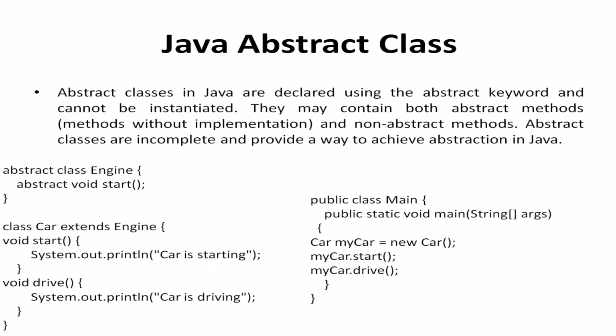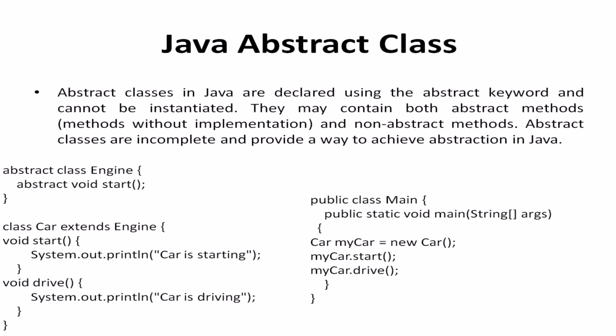So next, Java abstract class. Abstract classes in Java are declared by using the abstract keyword, and they cannot be instantiated. They may contain both abstract methods and non-abstract methods. Abstract classes are incomplete and they provide a way to achieve abstraction in Java.